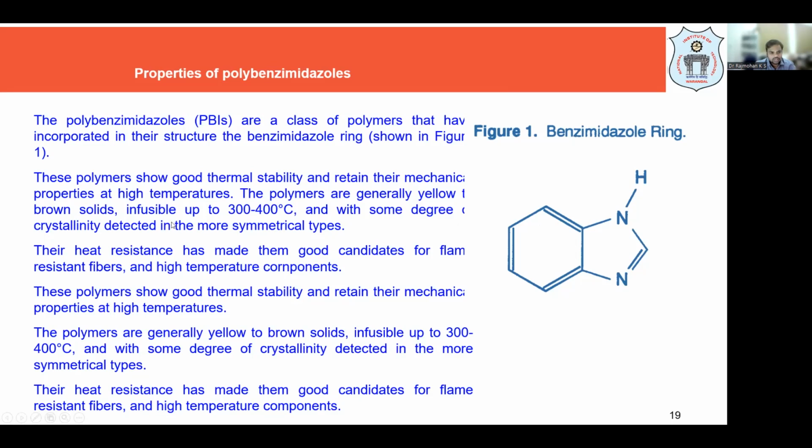So these polymers are generally yellow-brown solids, infusible up to 300 to 400 degrees Celsius, with some degree of crystallinity detected in the more symmetrical types. Also, they have high flame resistance, which makes them a good candidate for flame resistant membranes and high temperature components. And these polymers show good thermal stability and retain their mechanical properties even at high temperatures. So that's why these polymers are preferred for high temperature PEM fuel cells. Okay.